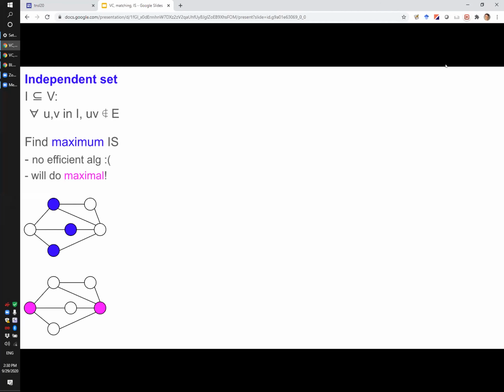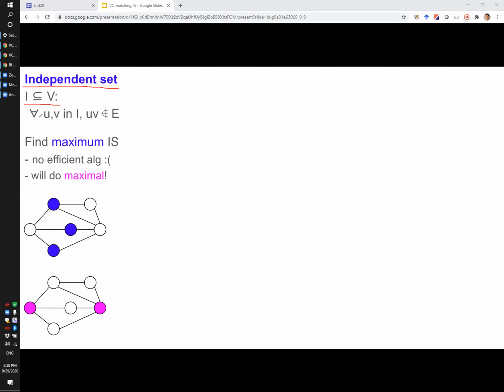Okay, so we were talking about vertex covers and matchings in the graph, in particular minimum vertex cover, minimal vertex cover, maximum matchings, maximal matchings. A notion for the vertices, which is somewhat similar to the matching, is the notion of the independent set. An independent set is again a subset of vertices, just as a vertex cover.